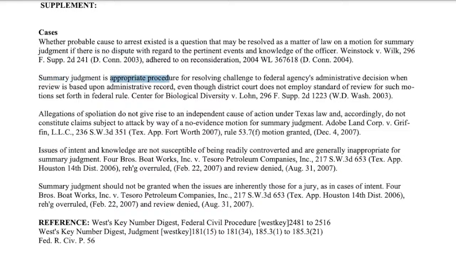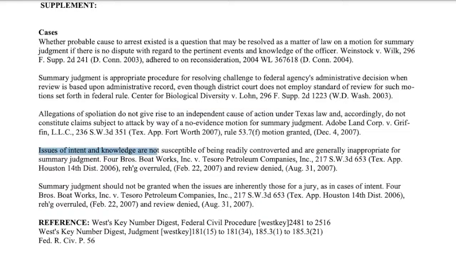Summary judgment is appropriate procedure for resolving challenge to federal agency's administrative decision when review is based upon administrative record, even though district court does not employ standard of review for such motions set forth in the federal rule. Allegations of spoliation do not give rise to an independent cause of action under Texas law. Accordingly, they do not constitute claims to attack by way of a no evidence motion for summary judgment. Allegations of spoliation do not give rise to an independent cause of action.